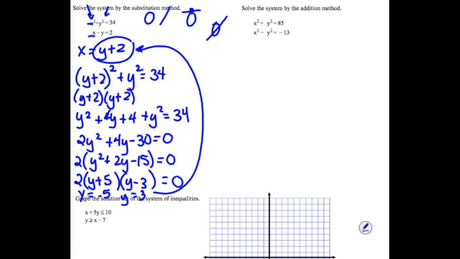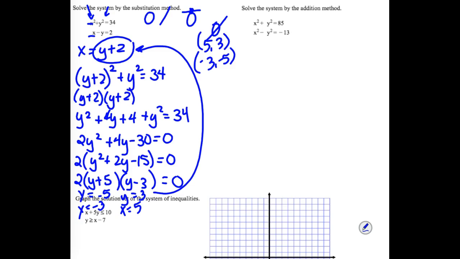Go ahead and substitute a negative 5 in for y, and we get negative 3. And if we substitute a 3 in, we get 5. So the 2 places that it intersects are the points 5, 3 and negative 3, negative 5. Okay?